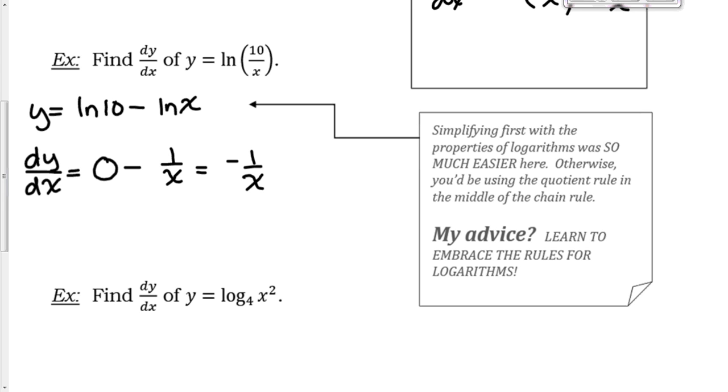Now, you could have done this with a chain rule, but you would have to rewrite the inside as 10 times x to the negative 1, and then deal with the chain rule that way, which is fine if that's what you want to do. That will work as well.